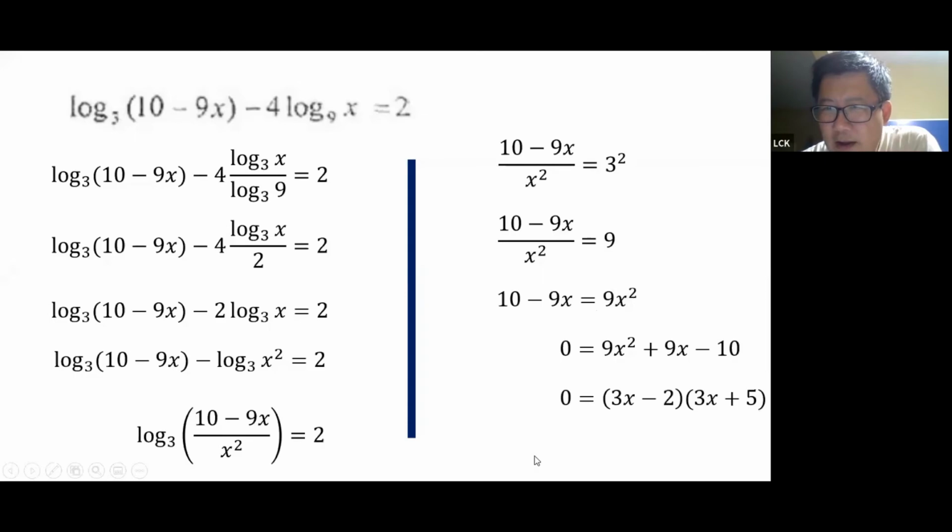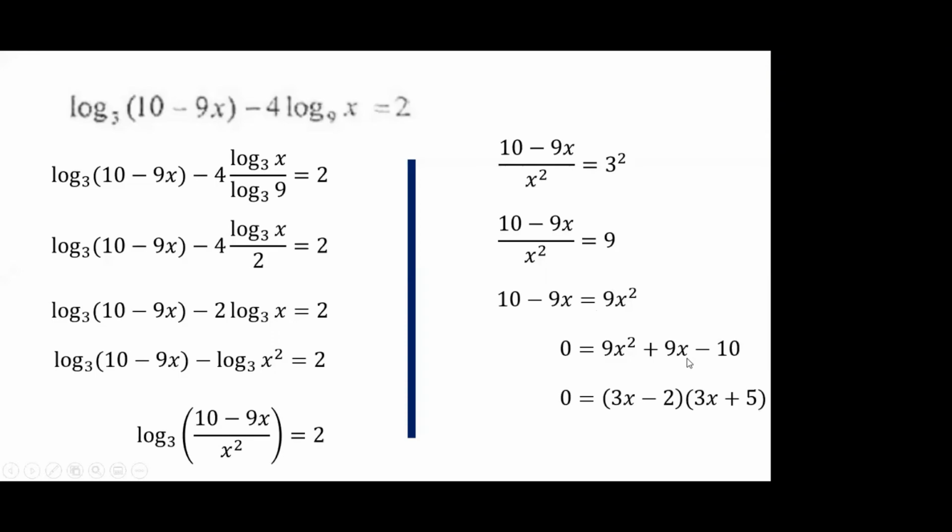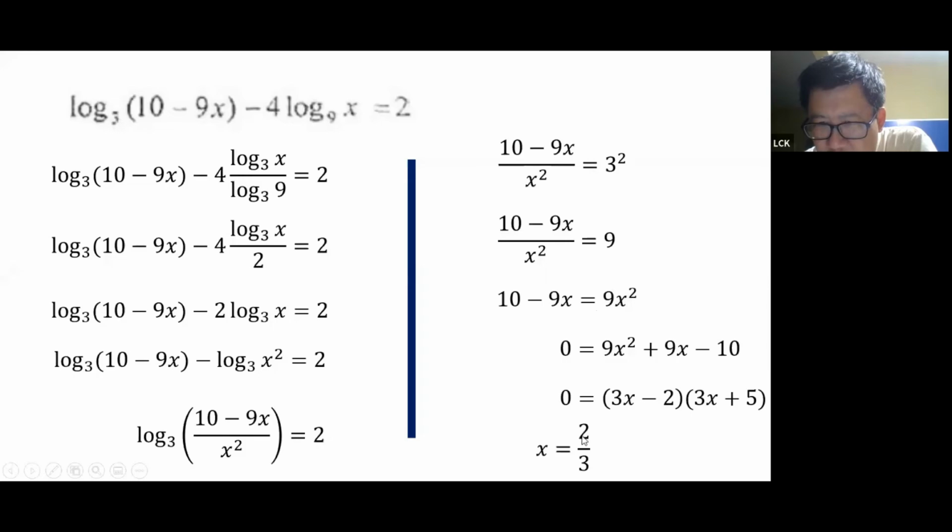Change that into a quadratic equation. All right, and of course, once you have that as a quadratic equation, factor this. So 3x times 3x is 9x squared. Minus 2 times 5 is minus 10. 3x times 5 is 15x. Minus 6x equals to 9x. Okay, and your answer is x equals to 2 over 3. From here, your answer is x equals to 2 over 3. From here, your x equals to minus 5 over 3.